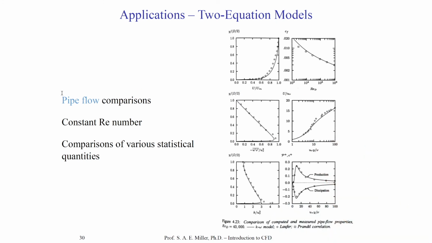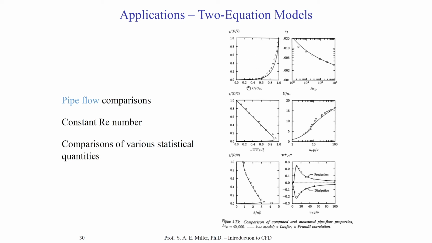Let's look at another example. Here are the two-equation models for pipe flow. Here the Reynolds number is constant, and we'll show comparisons of various statistical quantities. Here, of course, we're comparing the predicted CFD results with the measured pipe flow properties at a Reynolds number of 40,000, based on the diameter of the pipe. The solid line is a K omega model. The dots are measurements of Laufer, and the squares are measurements of the so-called Prandtl correlations.